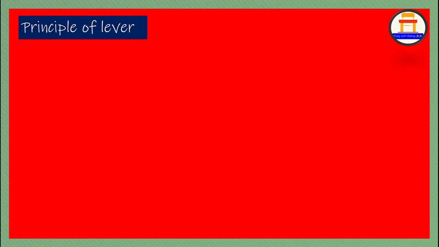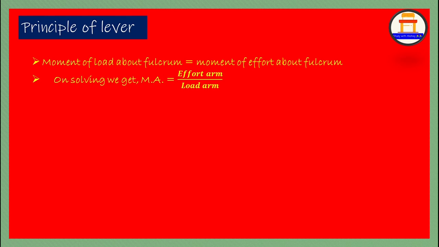So then, principle of lever. Moment of load about fulcrum is equal to moment of effort about fulcrum. On solving, we get mechanical advantage is equal to effort arm divided by the load arm. Okay, effort arm is the distance between effort and fulcrum. Load arm is nothing but the distance between load and the fulcrum. So this relation is known as the law of levers.